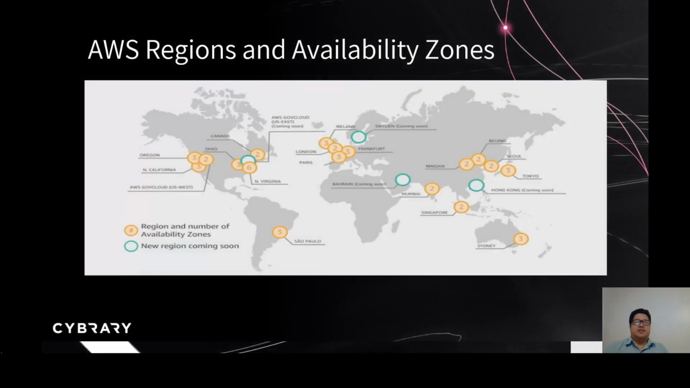AWS regions and availability zones. Well, this is about the zoning. There are 18 regions properly placed to be as near to you as possible, by regions and availability zones. So that's how AWS spreads the number of zones to reach out to you.